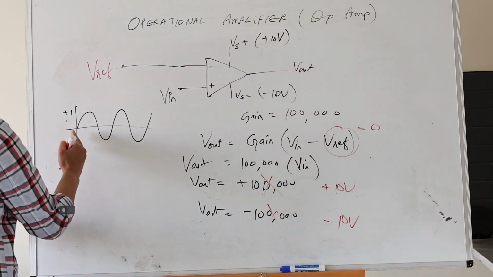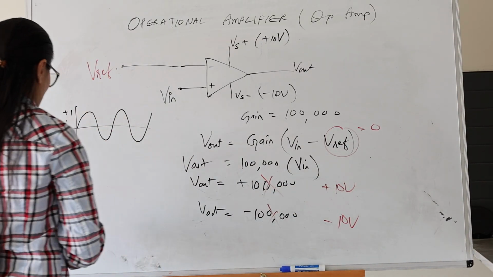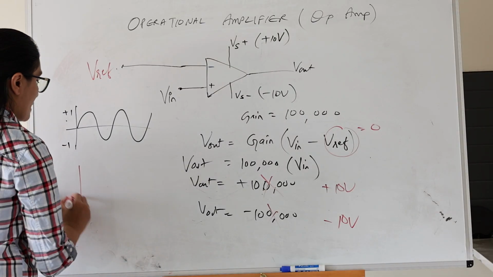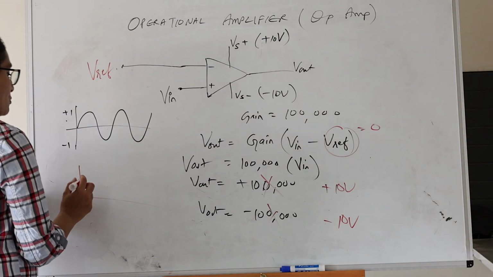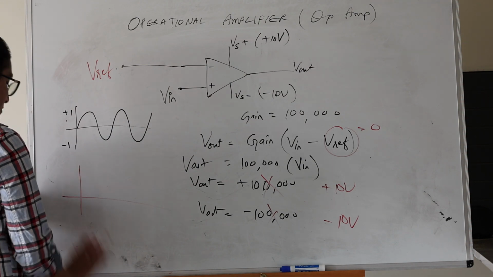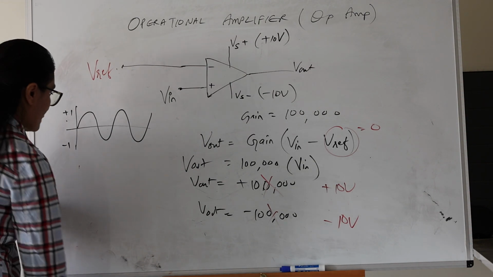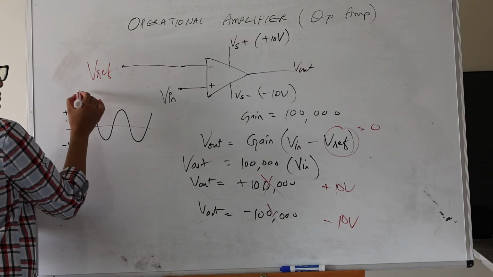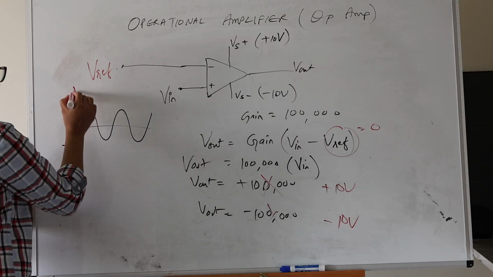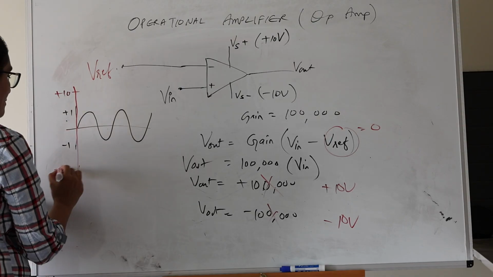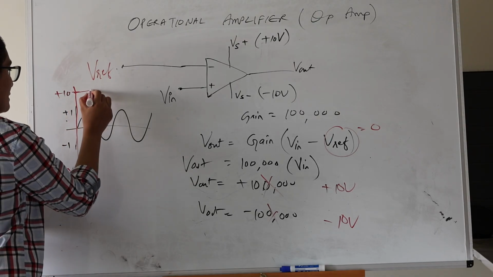So if we have an input that looks like a sine wave, you can imagine that the output of this is going to be a square wave. Maybe I'll draw it on the same graph. So the output is going to be a square wave, and the limits of that would be +10, -10. This is the output.